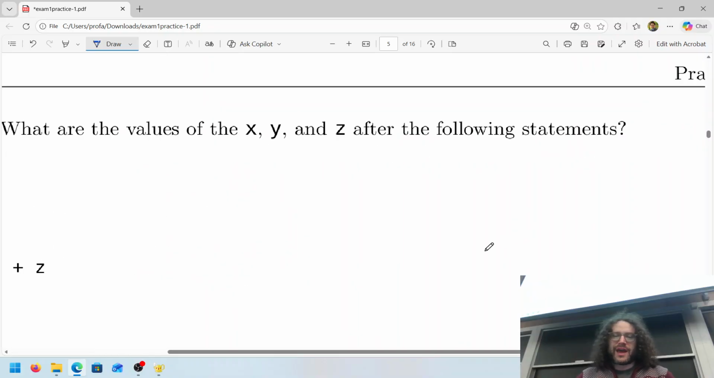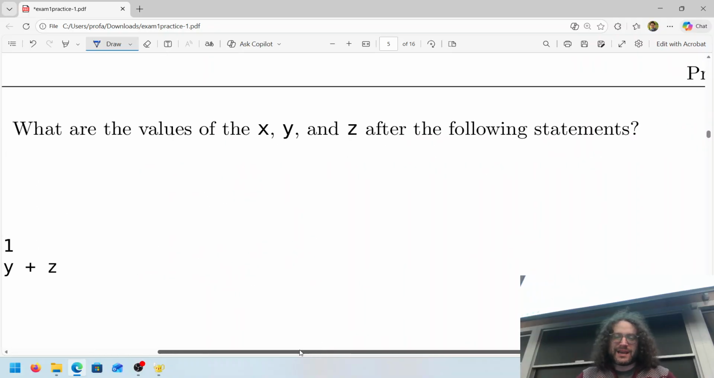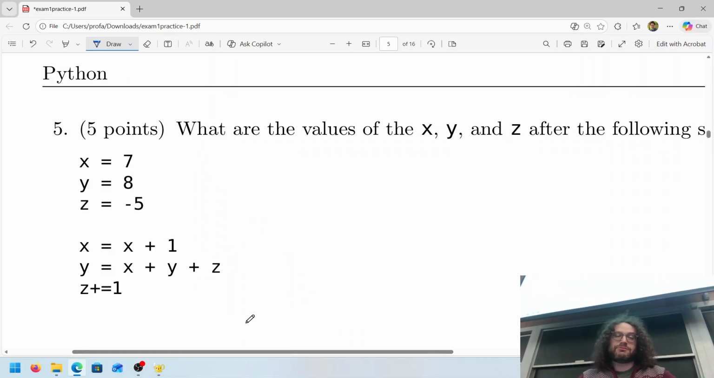What are the values of x, y, and z after the following statements? Something like this will be on the exam, with 2 variables instead. So we start out with x, y, and z set to 7, 8, and -5. And you don't ever want to try doing these in your head. If you're trying to do these in your head, you're probably going to get them wrong, because you're trying to keep multiple variables in your head at the same time while doing mathematical operations on them.